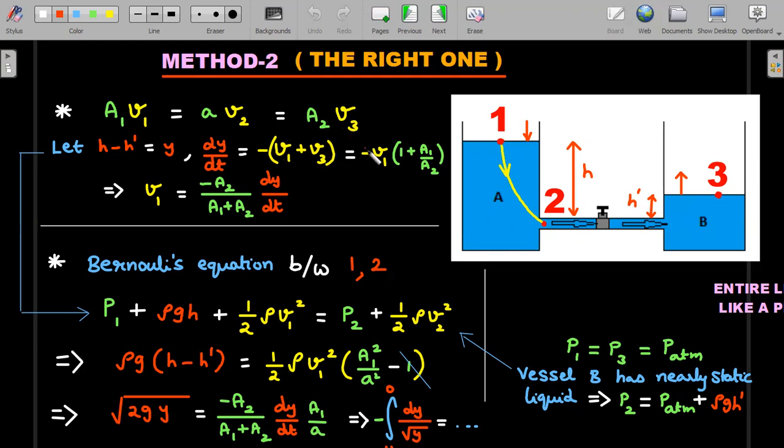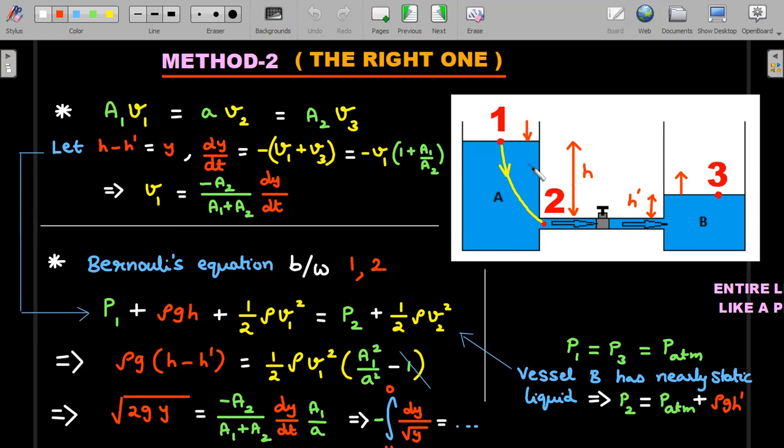And what is the value of this v1? If I take v3 common, it will be v3 by v1 here, which I can write as a1 by a2 from the continuity equation. So this was written using this. Rearranging, a very important relation, the velocity with which this layer comes down in terms of dy by dt is writable like this, which I'll use at the end. So keep it aside.